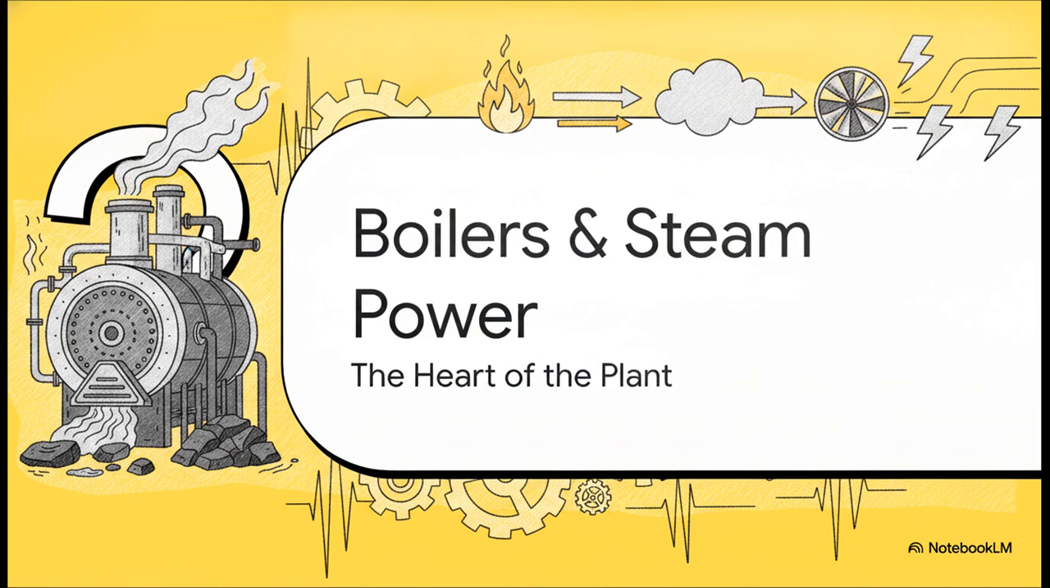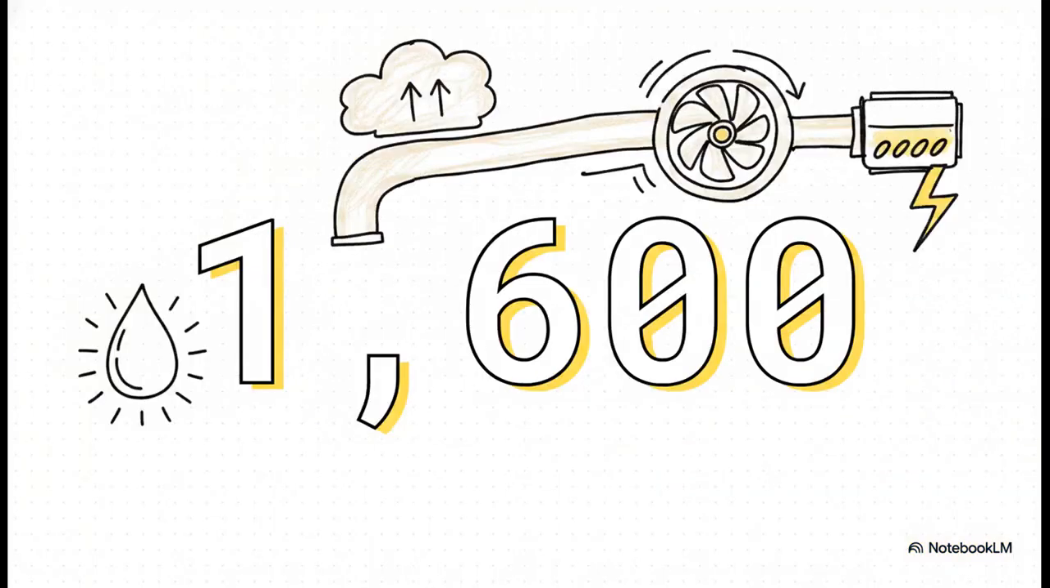Moving on to Section 2, Boilers and Steam Power, the heart of the plant. Let's see exactly how a fuel source gets transformed into massive, usable thermodynamic energy. Without the boiler, the plant has zero pulse. Just think about the extreme physics at play for a second. When water converts to steam, it expands a staggering 1,600 times. I mean, imagine a single gallon of water violently expanding to fill an entire small room. That massive expansion is exactly what creates the immense pressure needed to spin giant turbines and generate electricity. The boiler's whole job is to safely contain and direct that explosive transformation.